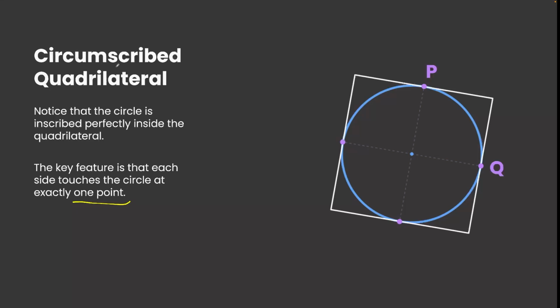So at P, at Q, at R, and at S, exactly one point of this quadrilateral touches the circle inside. And we can name the center as O, and we can name the quadrilateral as ABCD. Now let's see some interesting properties of this quadrilateral.